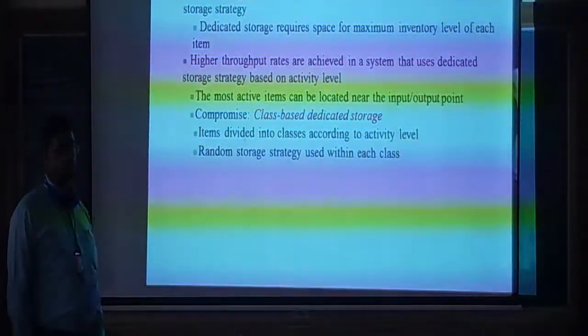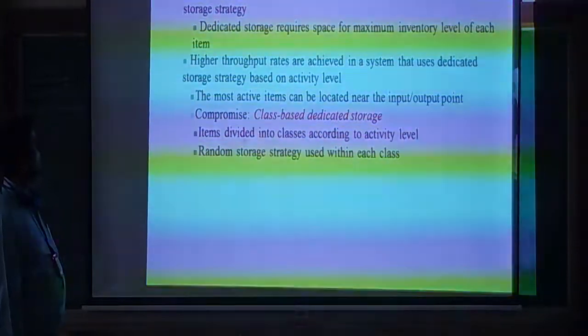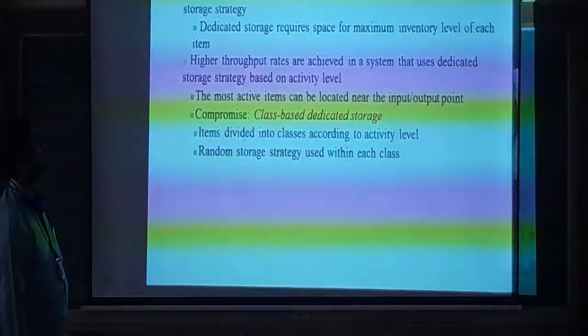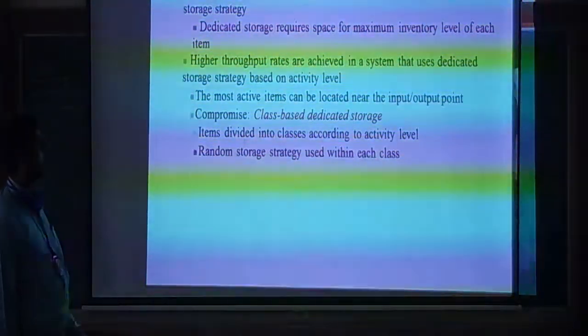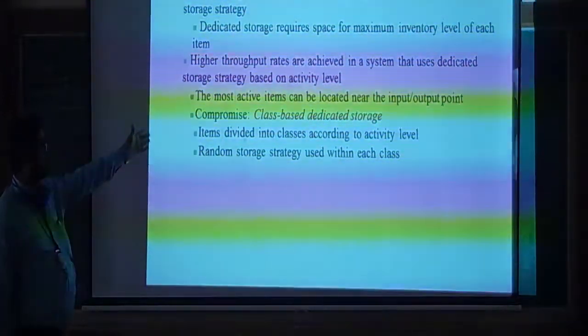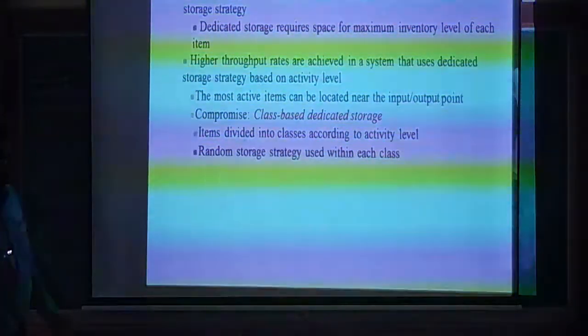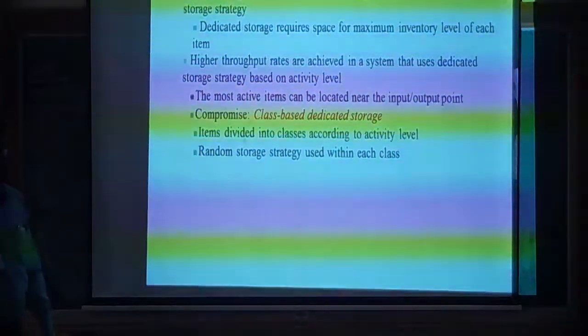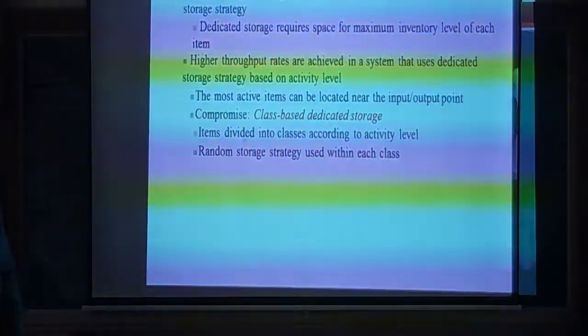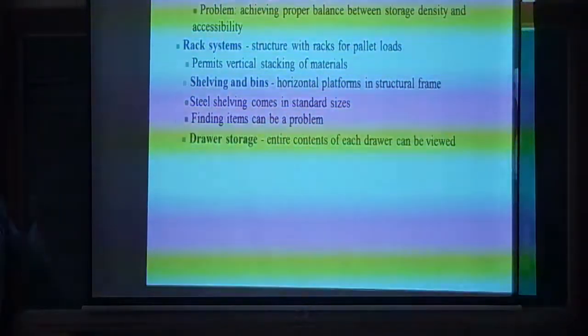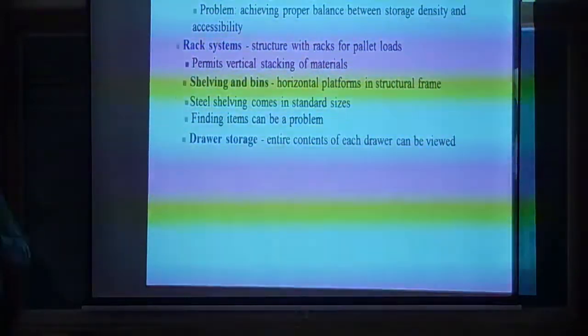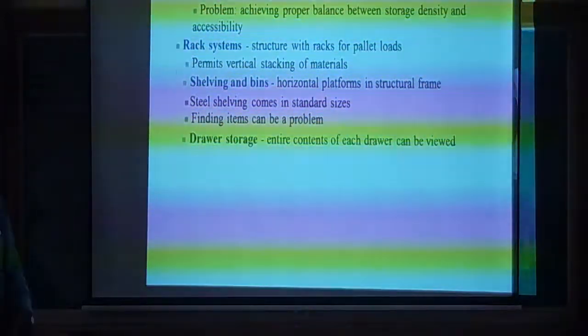Total space: dedicated storage requires space of the maximum inventory level of each item. Higher throughput: storage strategy based on activity levels, and the random storage strategy used within each class. Those particular things I already explained in the last class. This is just a revision for you people.